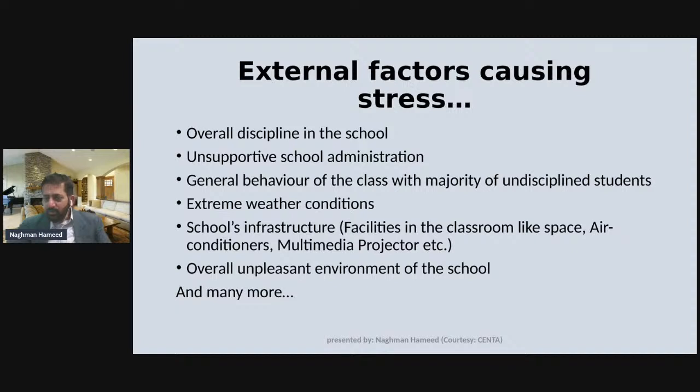Somebody wrote family financial problem, that's right. And especially when the salary is too low, actually it increases the stress level of the teacher.